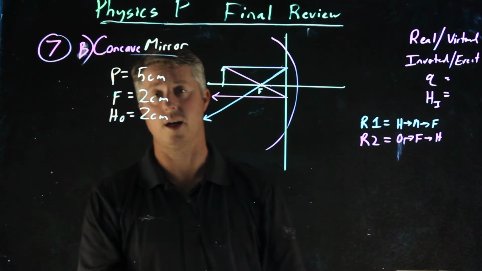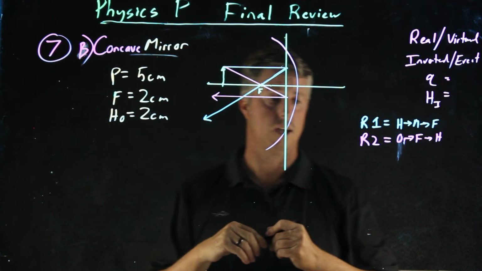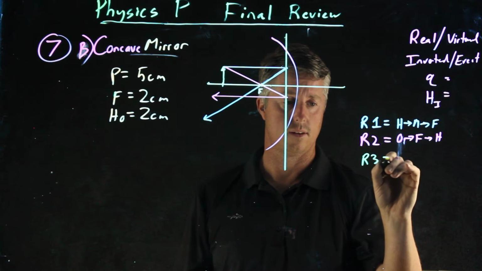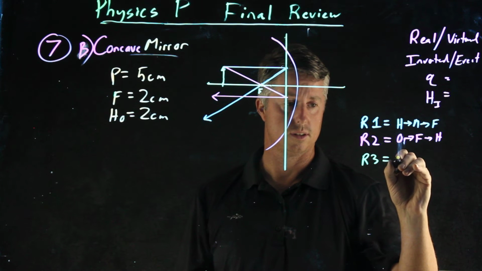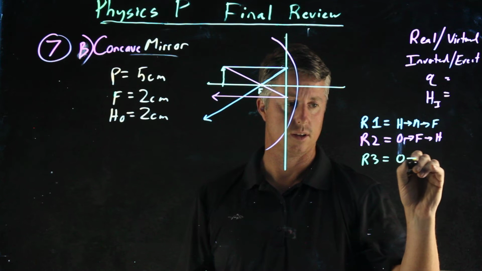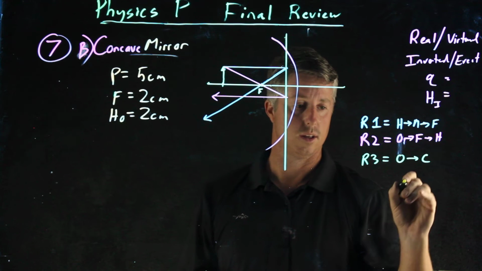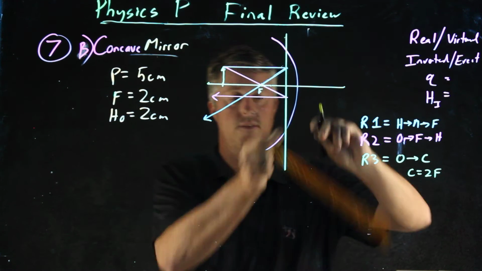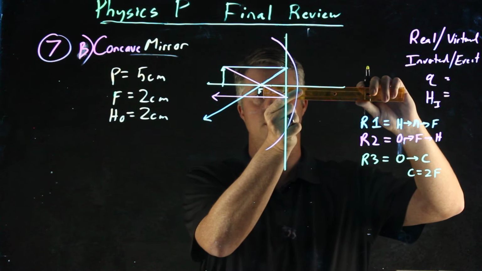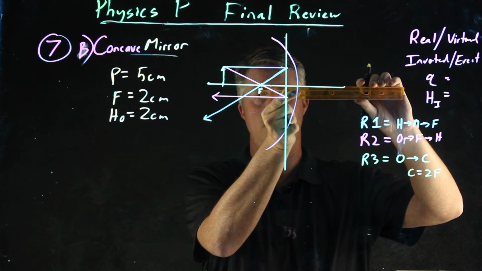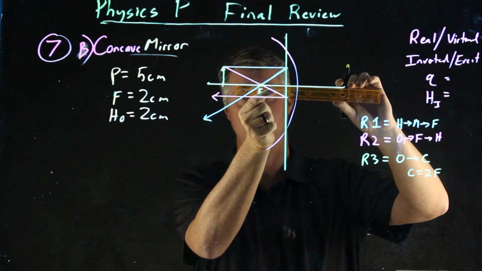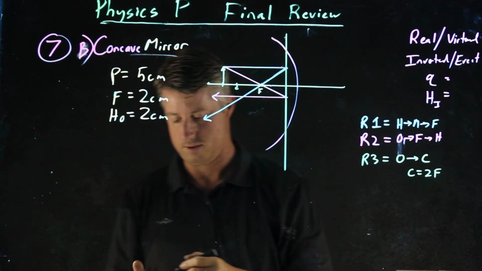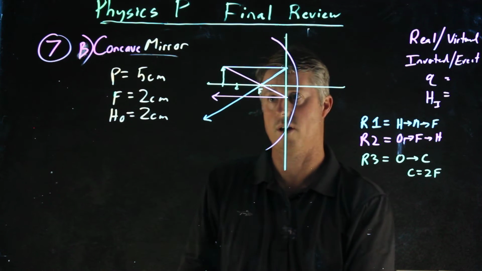Now I have one more line. This is my check line. Okay, and that is the third ray, which uses the object and it goes through C. C is equal to 2 times F. Okay, so ready? Oops. That's F. About where C is. Okay, and so now I want to draw that.